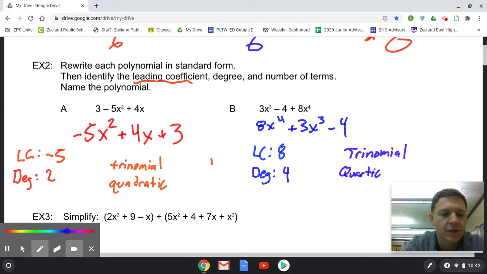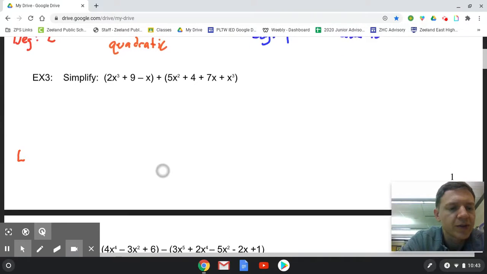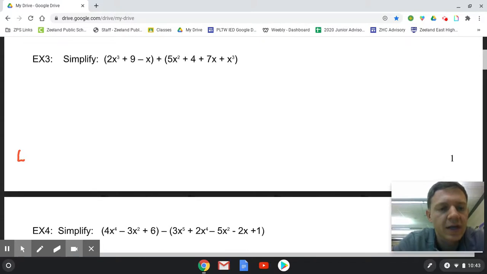All right, moving on. Apparently the L is just going to follow me up and down the page, so disregard that L on the left of the screen there.